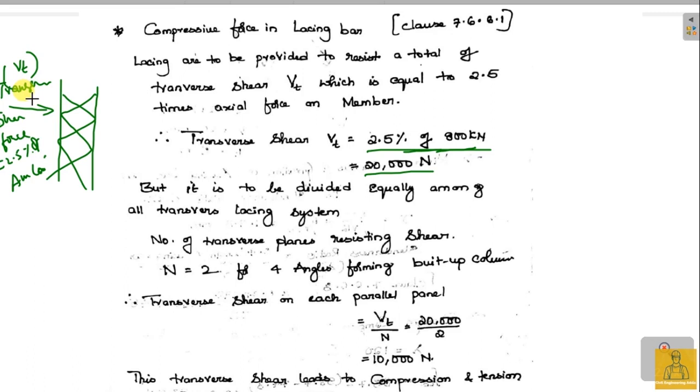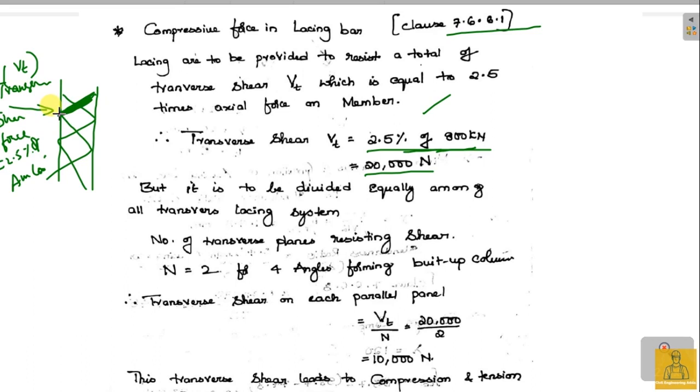Because of the transverse shear force acting on this built-up section, this value is to be considered according to the code. In IS 800, clause 7.6.6.1, it is clearly mentioned. Okay, please go through that. Because of this Vt, stresses are generated inside the column's lacing system. Since the lacing bars are subjected to compressive and tensile stresses, there is a chance for the lacing bar to buckle because of the compressive force, not due to the tension force.